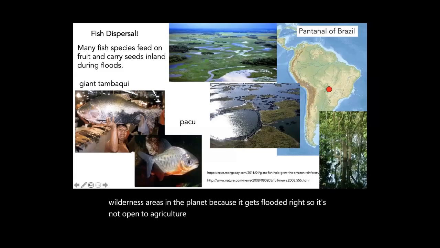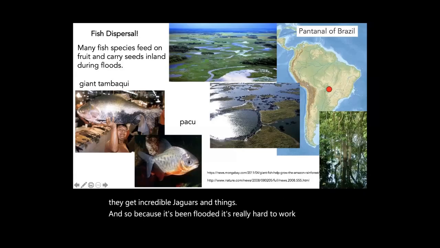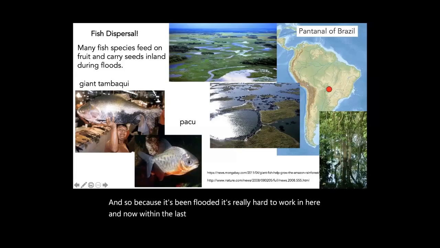And within the Pantanal, they get incredible jaguars and things. And because it's been flooded, it's really hard to work in here. And now within the last decade or so, people have gone in and actually discovered that they couldn't figure out who was dispersing a lot of these different species of plants there.